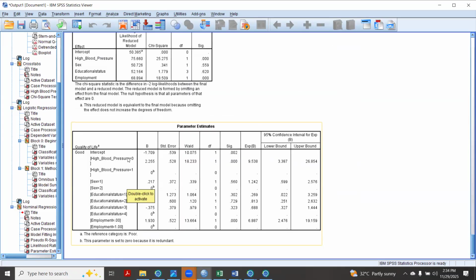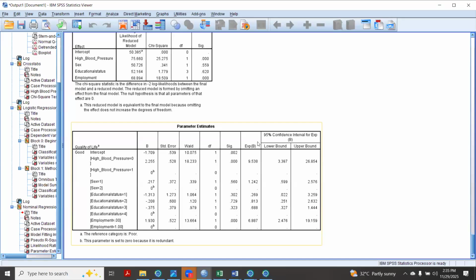Then those that do not have high blood pressure will be our reference. The reason why is your reference because you interpret your results against the reference. For example, we say that those that have high blood pressure are 9.53 times, after adjusting for confounders, more likely to have poor quality of life against the reference value, those that do not have high blood pressure.